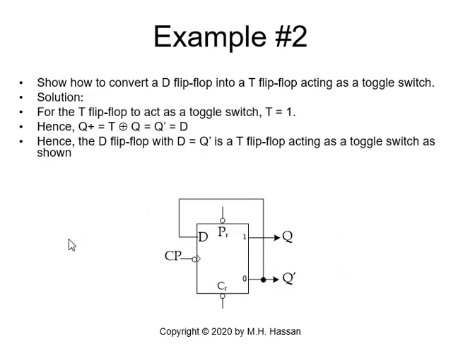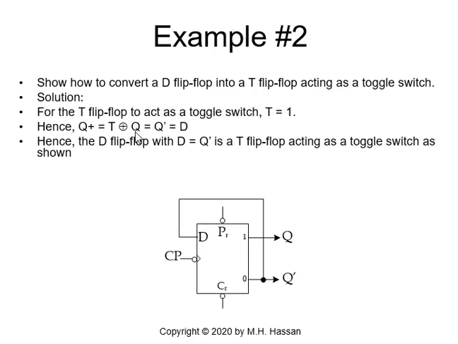In example 2, we'd like to convert a D flip-flop to a T flip-flop acting as a toggle switch. What does it mean, acting as a toggle switch? This is a beautiful example. If T is 1, Q plus will be T exclusive-OR Q, which is equal to Q prime, because 1 exclusive-OR Q is Q prime, by definition. You can prove it by a simple truth table if you want to.